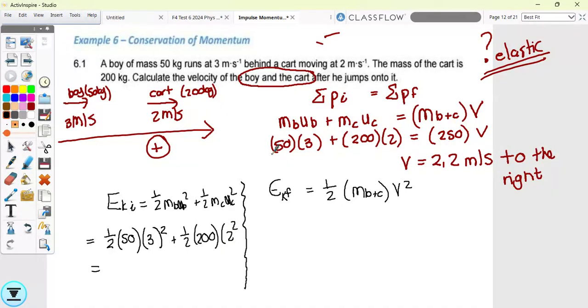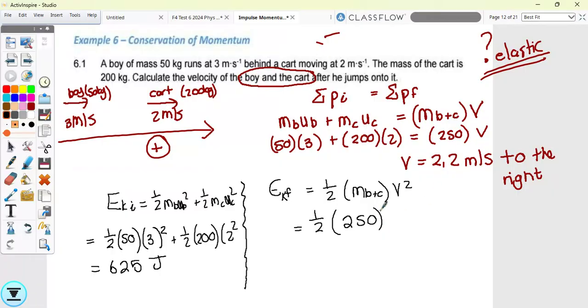What did you get? 625. Yeah. And remember it's energy, so it's in joules. And energy can't have a direction, it's a scalar, it cannot be negative, so just 625. And then we're going to do the same here. So we're going to say half, and now we add their masses together. So we can say that this is 250 again.